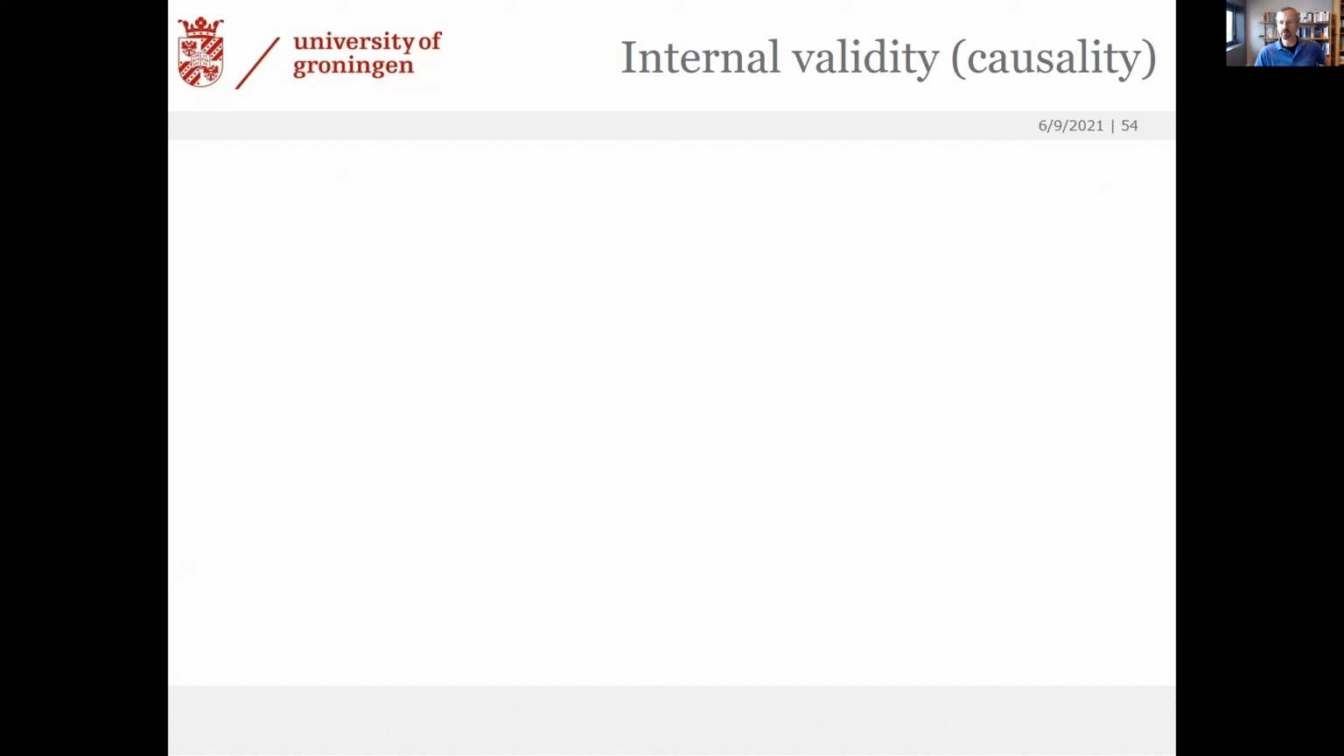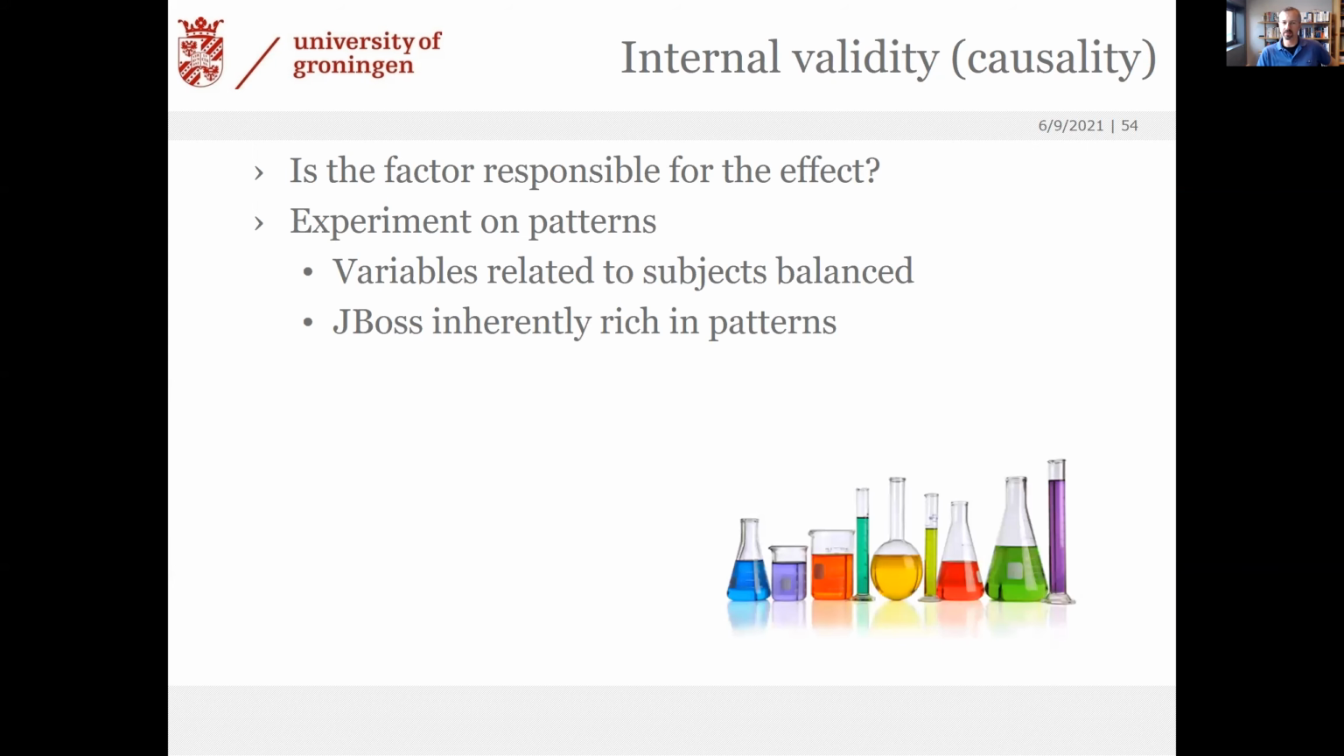In terms of internal validity, this is about causality, so mostly about experiments. This is asking, is the factor responsible for the effect? So again, we go to the patterns experiment. We had, if you remember, two dependent variables and a bunch of independent variables. We try to balance the variables related to the subject. If you remember the experience in architecting, in industry versus academia, in the middleware systems, we try to balance them, and we did a relatively good job in that.